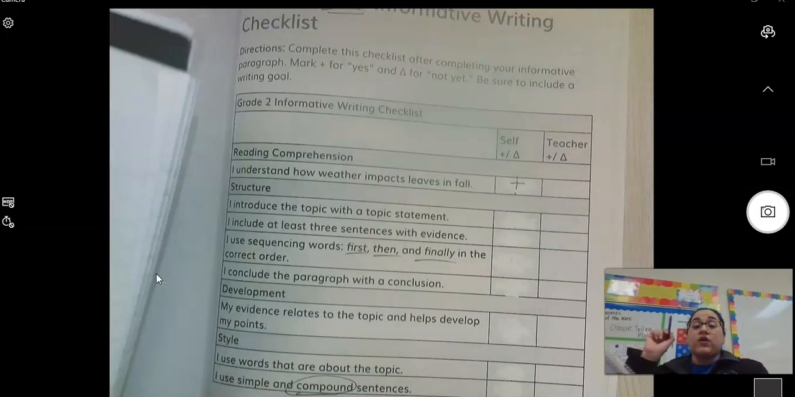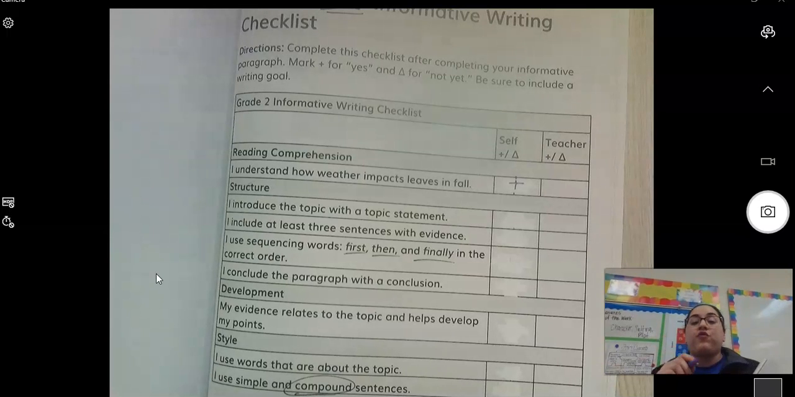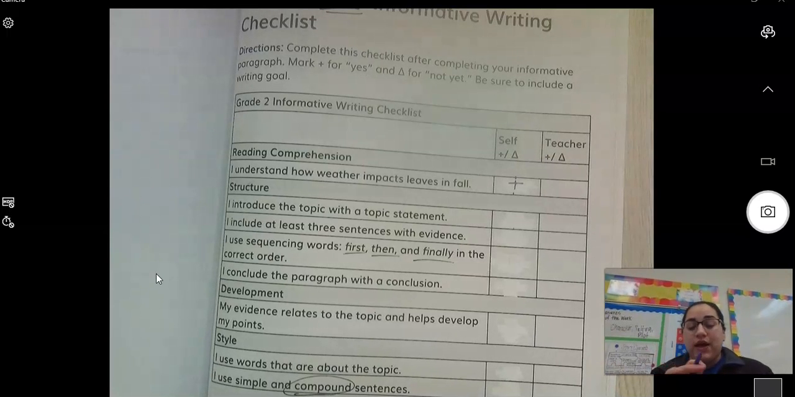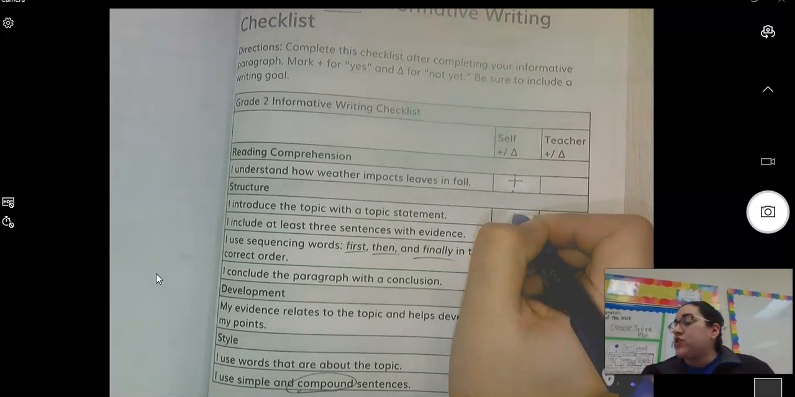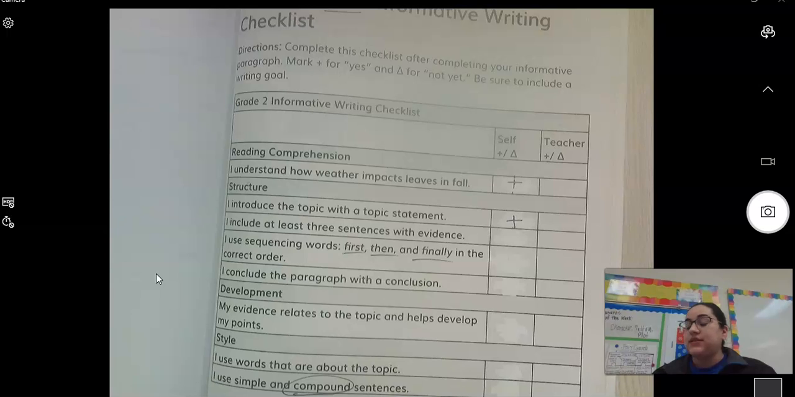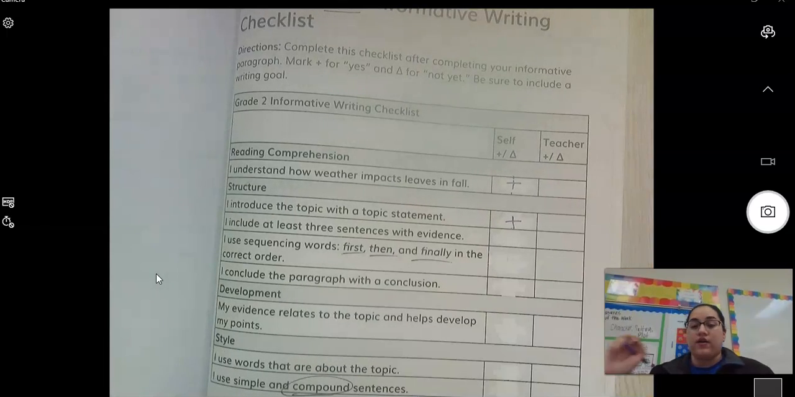Now you are going to look at your informative paragraph, and do you have a topic statement? If you do have a topic statement, perfect, you write a plus sign. And if you do not, or you do not yet have it, maybe you will later on once you edit it, then you put a triangle.